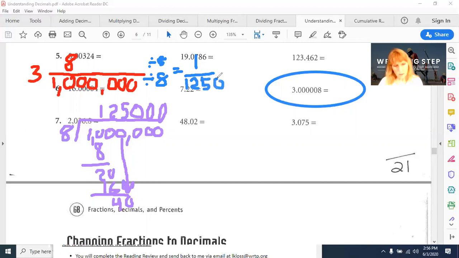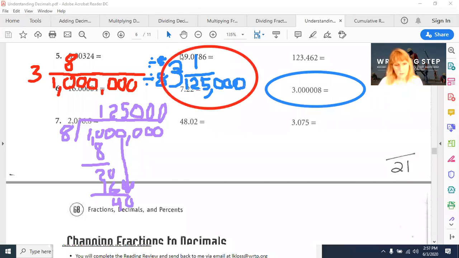And then, of course, we've got the 3 tagging along there as the whole number. So the official answer is 3, put the 3 over here, 3 and 1 over 125,000. So let's circle that. So you see the full answer right there. And that is the answer for this problem right there. Okay, so you got a little bit of work cut out for you on those pages.